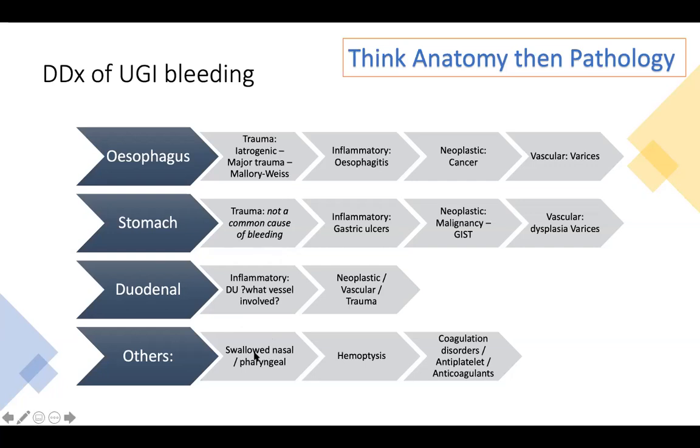Okay, some other things, you need to think outside the box, and these things really happen. Swallowed blood from nasal injury or nasal bleeding or pharyngeal bleeding, and hemoptysis sometimes can be confused with hematemesis. And coagulation disorders, and some people on antiplatelets or dual antiplatelets or anticoagulation therapy after heart attacks and these things, sometimes they bleed. It increases the risk of upper GI bleeding.